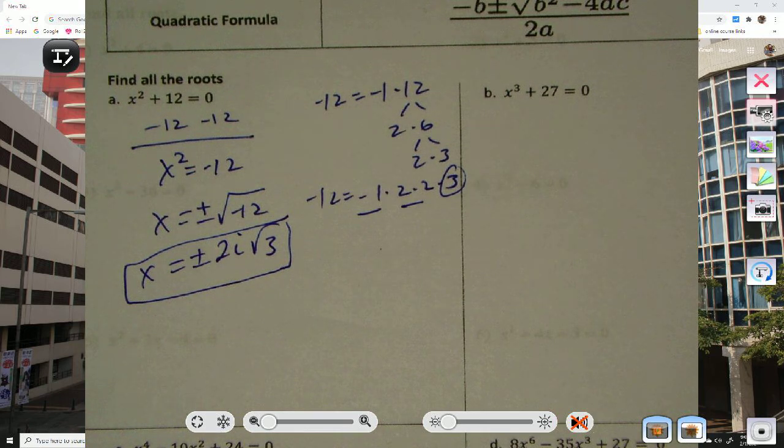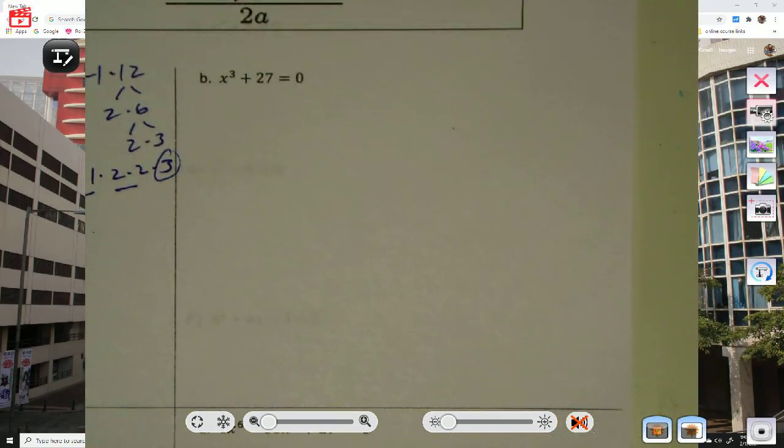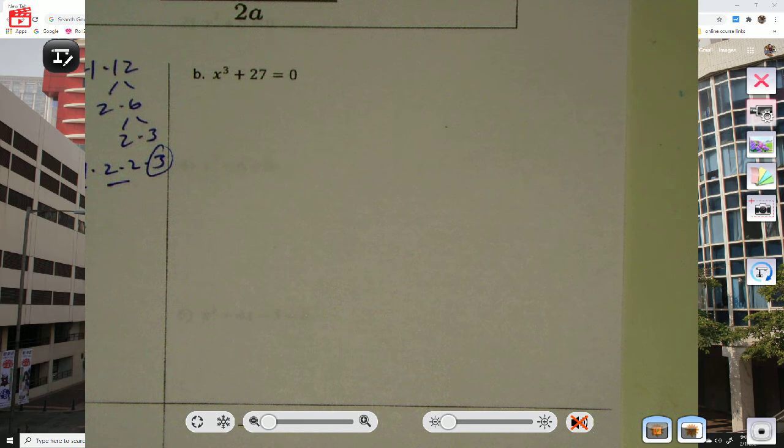Also, a reminder: remember last week when we asked the question, how many zeros will a function have? You should look at the highest degree. The highest degree here is 2, so you should expect 2 answers. Plus or minus is actually 2 answers: positive 2i root 3 and negative 2i root 3. So looking over here at x cubed plus 27 equals 0, I'm expecting 3 answers.